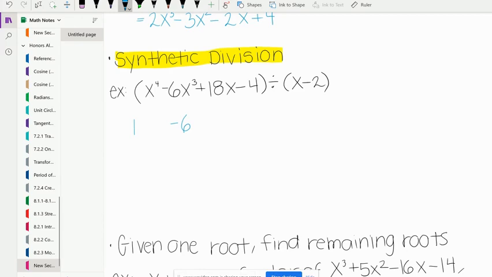And so because we're missing the squared term, we're going to put a 0. And then I write 18 and negative 4. So you will always do that. If you're missing the x to the first term, you would put a 0 for it.